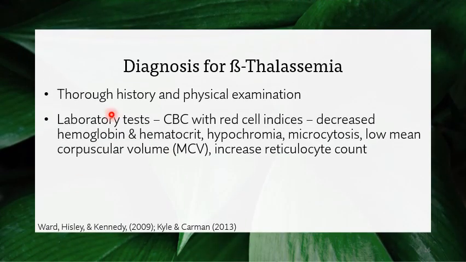So how do we diagnose? Of course, through history and physical examination of the patients, as well as laboratory tests with a CBC, complete blood count, for the red cell indices. We will see a decrease in hemoglobin and hematocrit, hypochromia, microcytosis, low mean corpuscular volume, and also an increase in reticulocyte count.